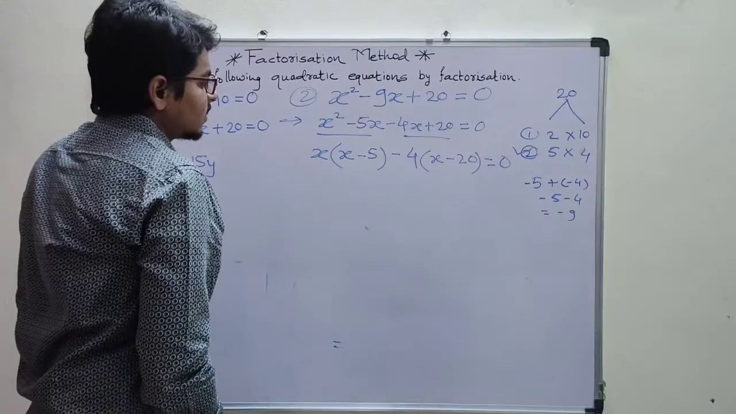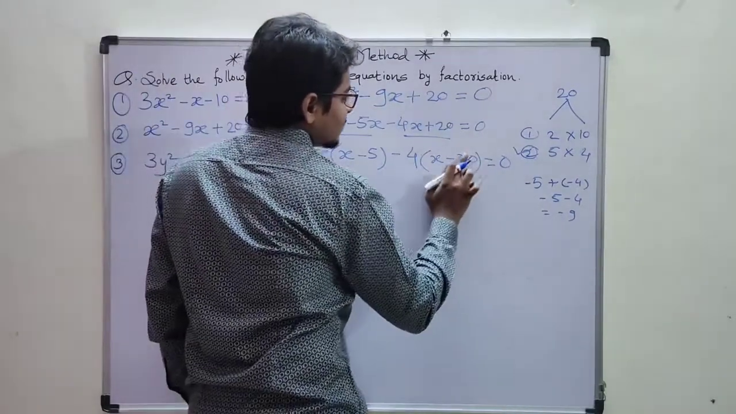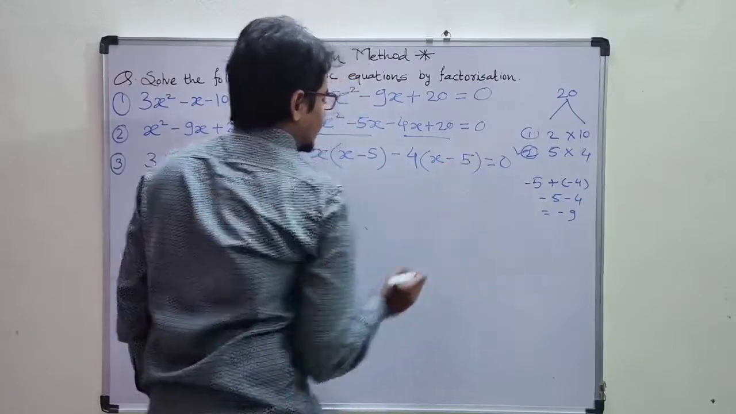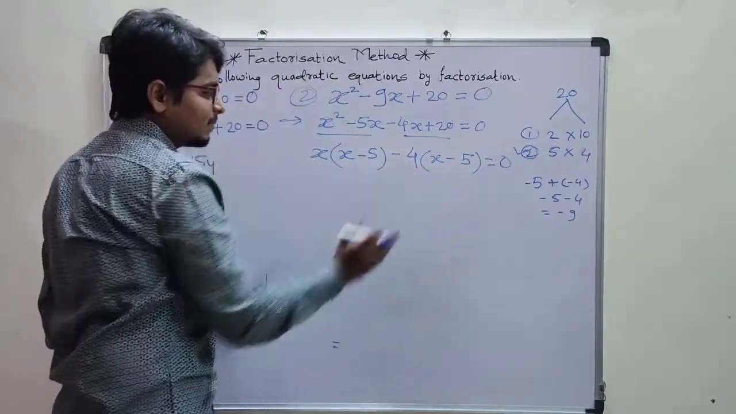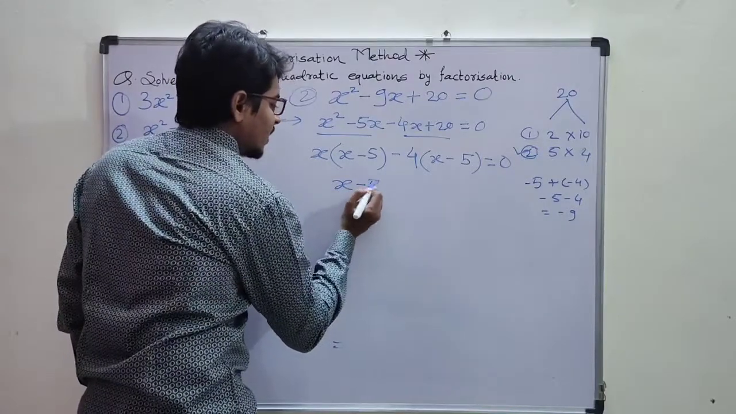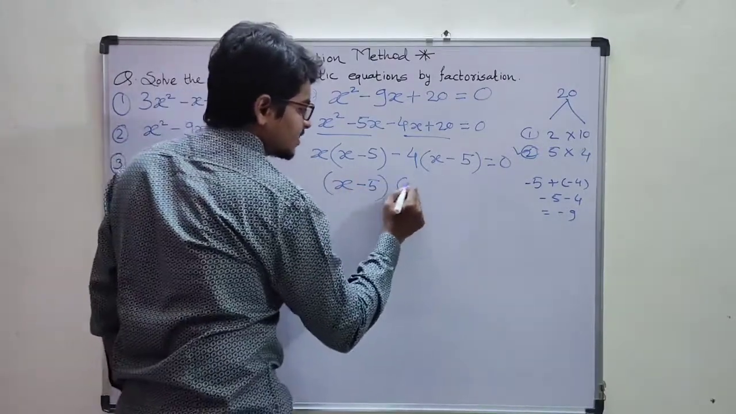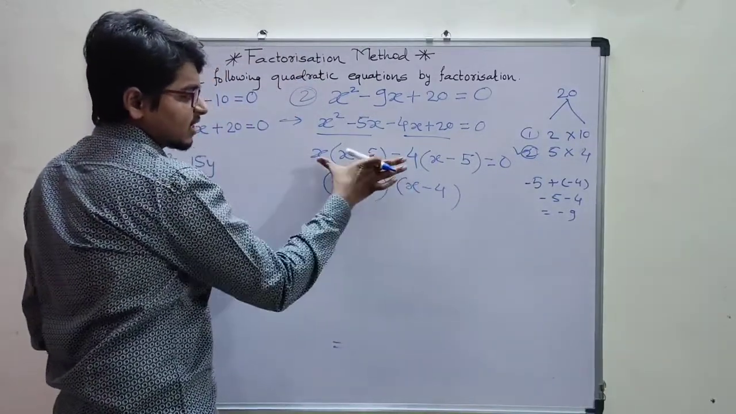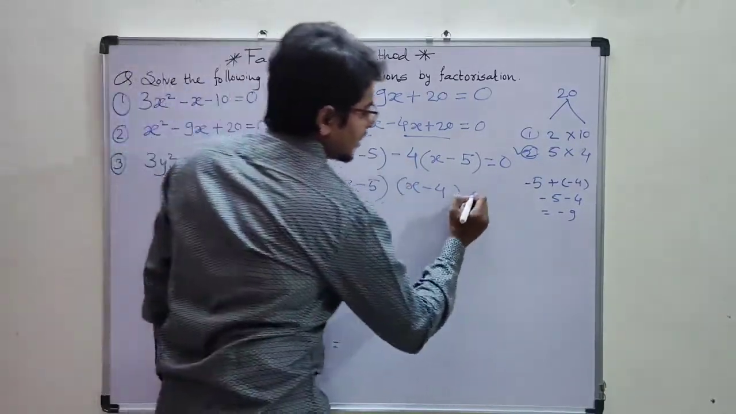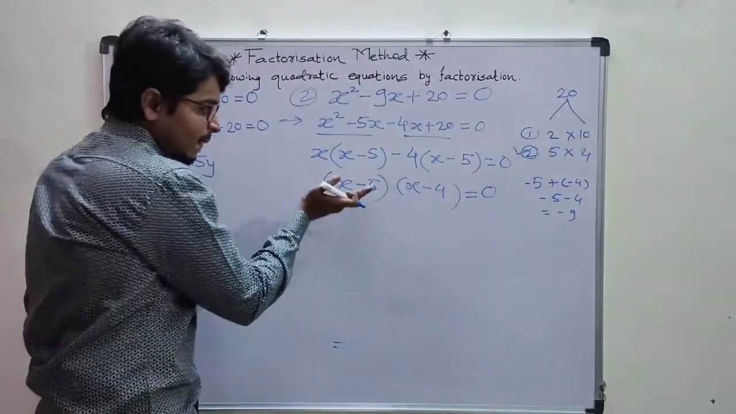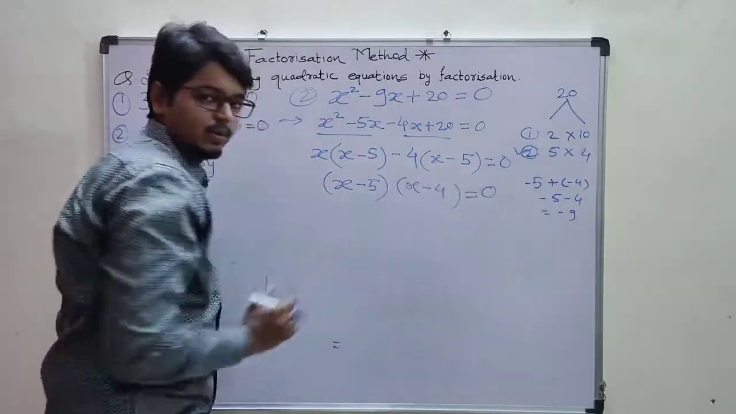Sorry, here 4 into 5 is 20, so it is 4 into x minus 5. Now see, these two brackets are the same. The next step is to take x minus 5 and x minus 4: put x minus 4 into one bracket, and x minus 5 into another bracket. So x minus 5 into x minus 4 equal to 0.